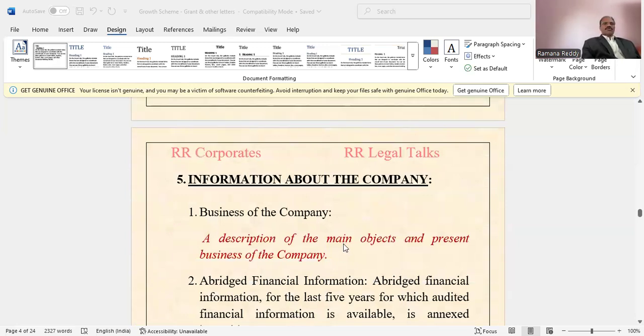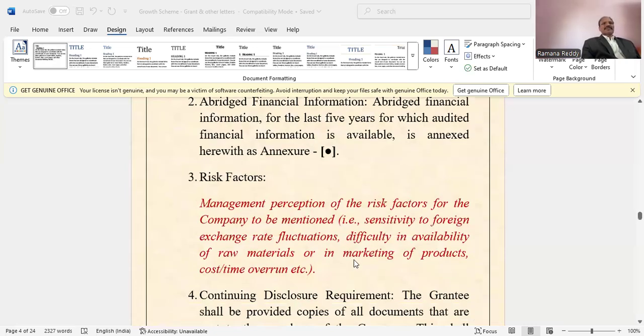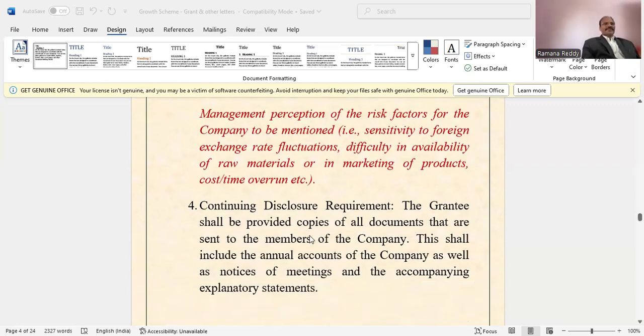Information about the company has to be given along with the grant letter. A small description of the business, the main objects and present business of the company should be given, and abridged financial information, five years of audited financial information, can be annexed with this grant letter. Management's perception of the risk factors for the company must also be mentioned, for example sensitivity to foreign exchange because of rate fluctuations, difficulty in availability of raw material, or marketing of products. These risk factors shall be mentioned in the grant letter as per the regulation.